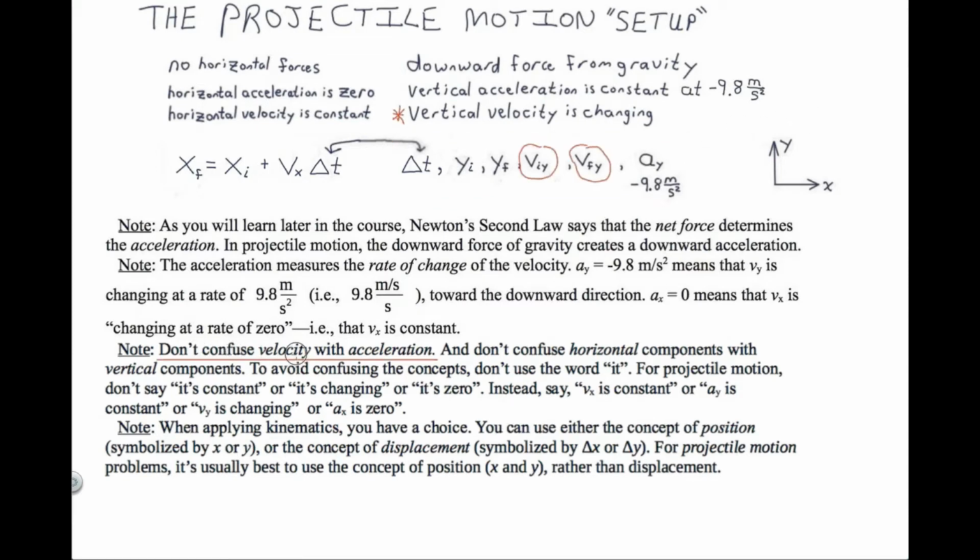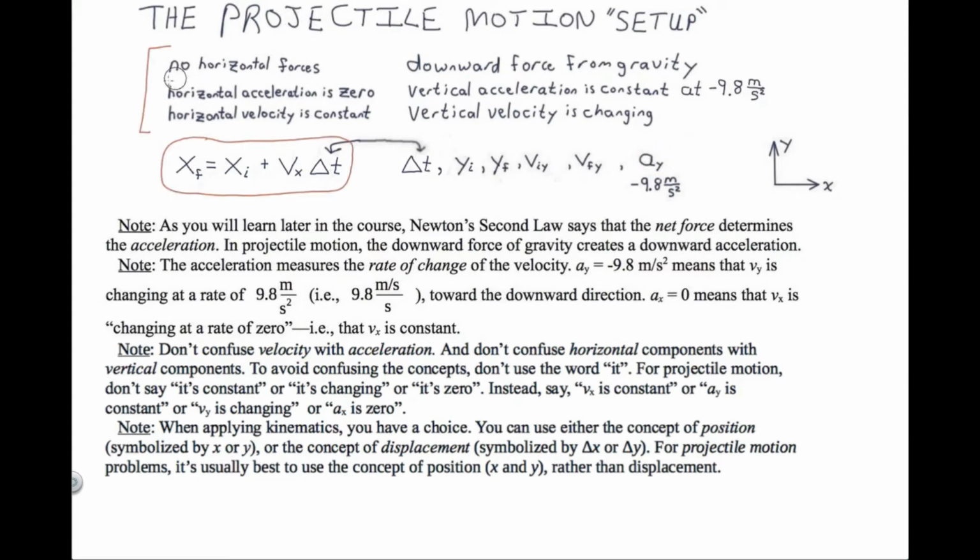Don't confuse velocity with acceleration. The symbols v initial y and v final y take it for granted that the vertical velocity is changing. That's why we need separate symbols for the initial vertical velocity and the final vertical velocity. The symbol a sub y takes it for granted that the vertical acceleration is constant. That's why we can use the single symbol a sub y to refer to the acceleration at any point during the interval of projectile motion.